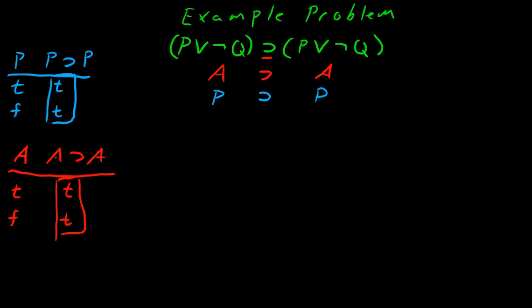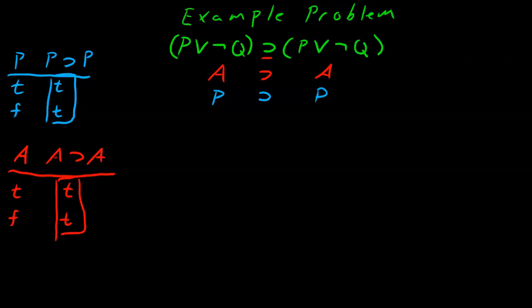Pause the video for a moment and try to answer for yourself why we might do something so seemingly redundant as to draw a truth table for both P implies P and A implies A. Were you able to think of anything?